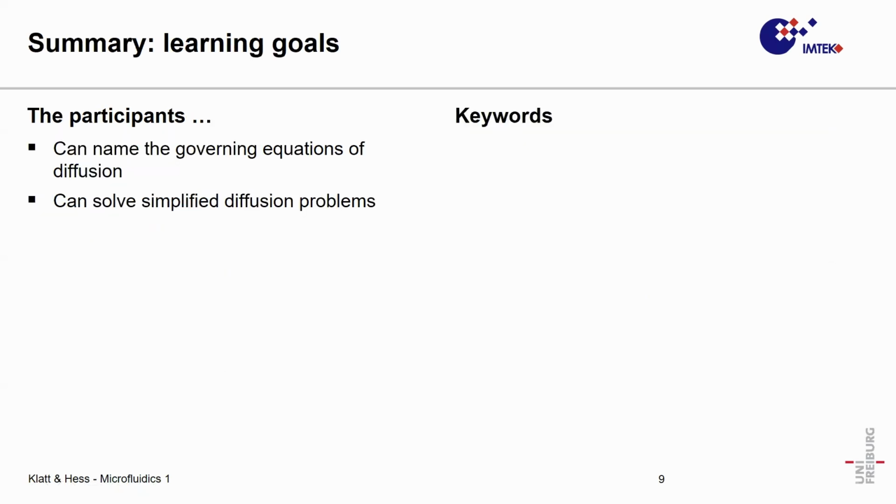So let's quickly summarize what we've learned in this section of the lecture. At the start, I said that you should be able to name the governing equations of diffusion. And here you should understand what the diffusion coefficient is, what it depends on in case of gases or liquids. And obviously you should also be able to understand and name Fick's laws. You should also be able to solve simplified diffusion problems.